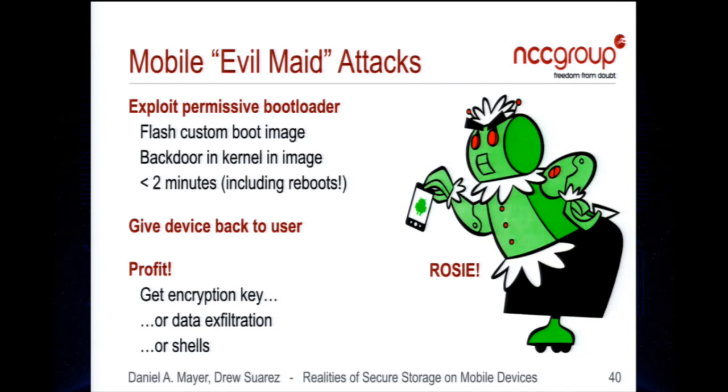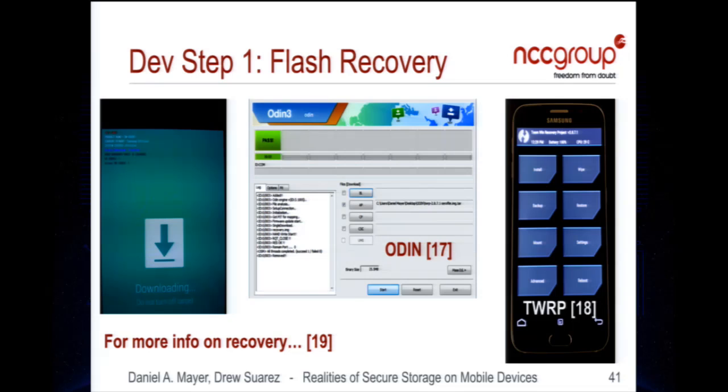The idea is that you do this and give it back to the user, they enter their decryption key, and then our backdoor starts to work. So you can actually grab the key itself. You can use this for data exfiltration, anything you can dream up. So Daniel's going to talk a little bit more about the specifics of how we did this.